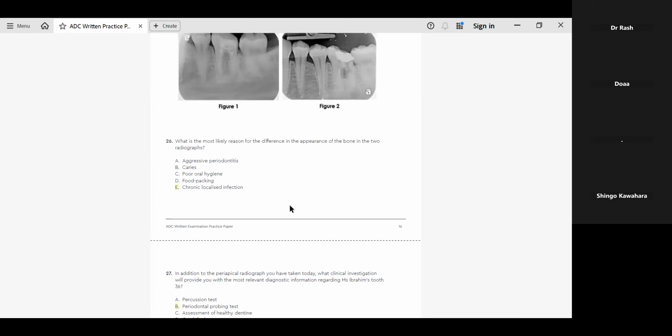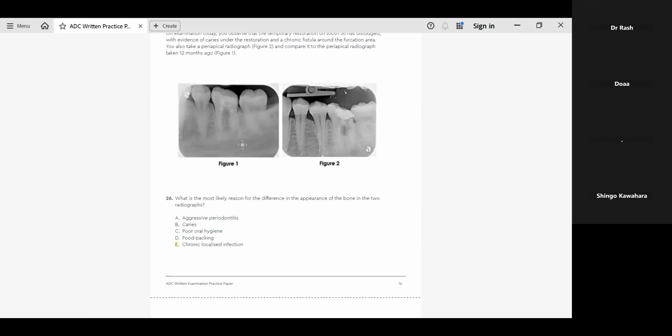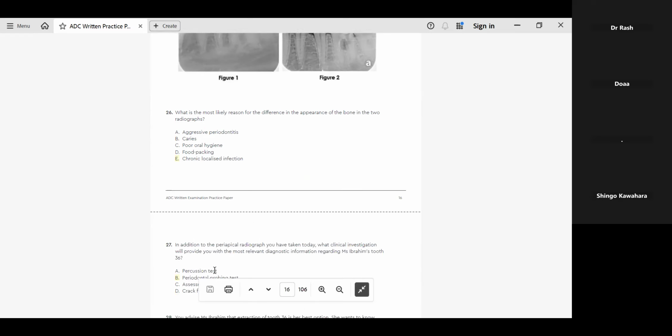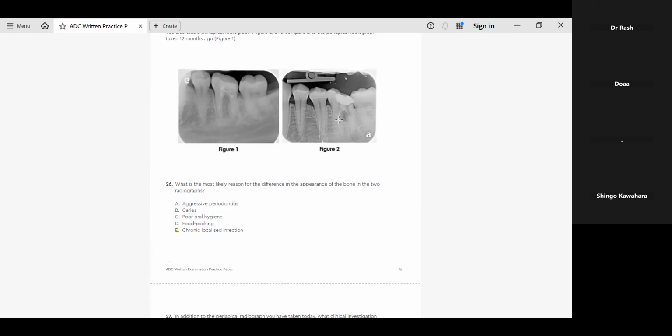Now, the thing is that this tooth has already been RCT treated, right? And you placed calcium hydroxide 12 months prior when the patient came to you. Percussion test, what will it tell you? The question says, in addition to the periapical radiograph you have taken today, what clinical investigation will provide you with the most relevant diagnostic information regarding Miss Ibrahim's tooth 3-6? Why periodontal probing? It will help you see if, first of all, any fractures, VRF involved, furcation area involvement.